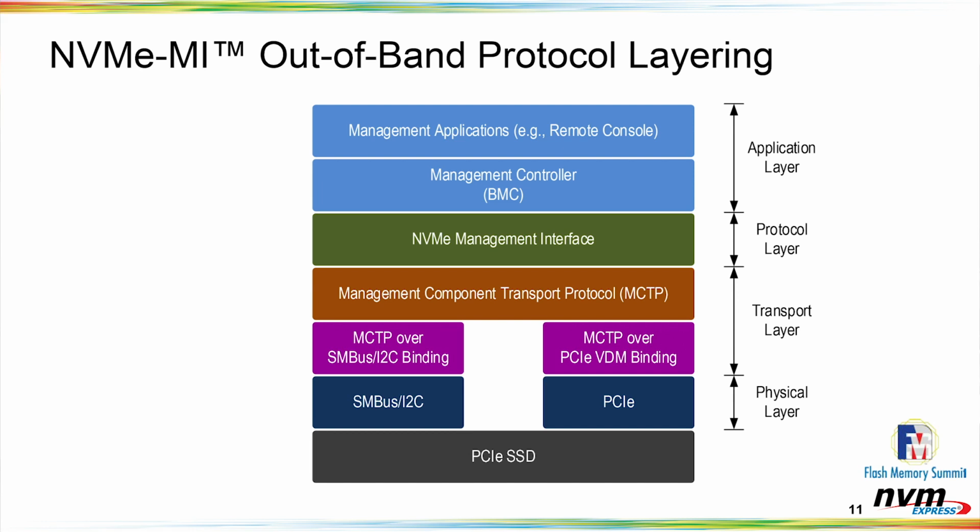Here we have the out-of-band protocol layering used by MI. MI was built as a layer that sits on top of the Management Component Transport Protocol, or MCTP. This is an existing spec that's published by the Distributed Management Task Force. MCTP has bindings to several different physical layers, and MI runs on two of those, PCI Express and SM bus, as we saw on the previous slide.